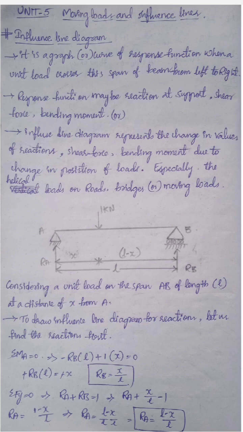Considering a unit load on the span AB of length L at a distance of x from A, to draw the influence line diagram for reaction, let us find the reactions first. Applying sigma moment about A equal to 0: minus RB into L plus 1 into x equal to 0. Therefore, RB you will get as x by L. Applying sigma Fy equal to 0, RA plus RB equal to 1. Therefore, RA you will get as (L minus x) by L.